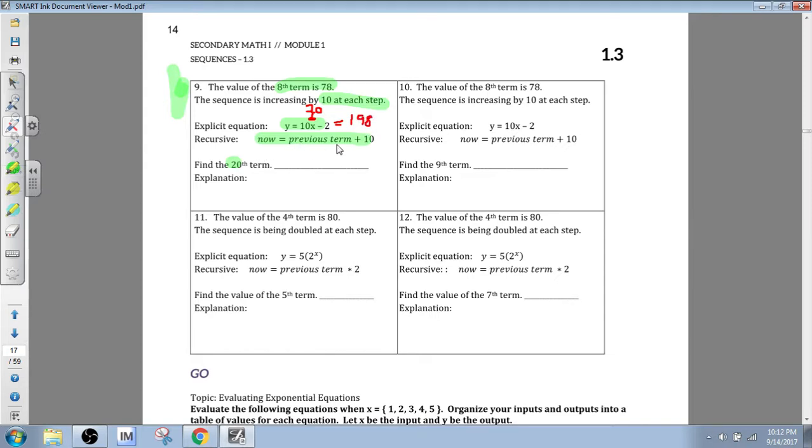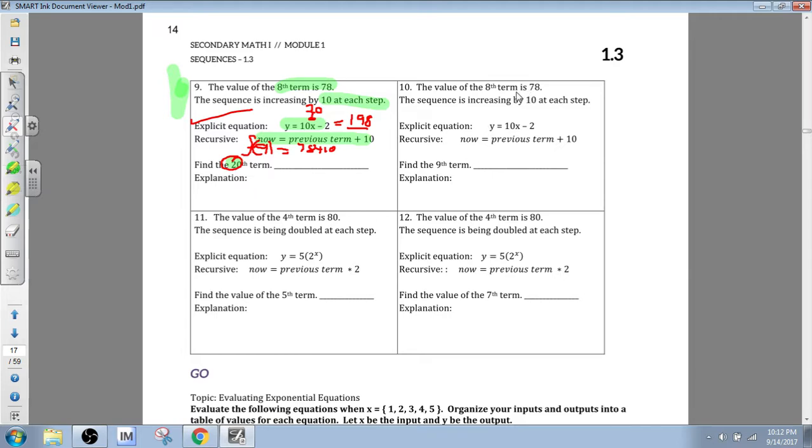To find the 20th term using the recursive, we'd have to start with the 8th term and find the 9th term. f of 9 would equal f of 8, which is 78, plus 10. Then we know f of 9. And then we'd have to do it again for f of 10, f of 11, f of 12, f of 13, f of 14, f of 15, f of 16, f of 17, etc., until we get to the 20th term, and then we'll get 198. So the explicit equation is going to be much, much easier.